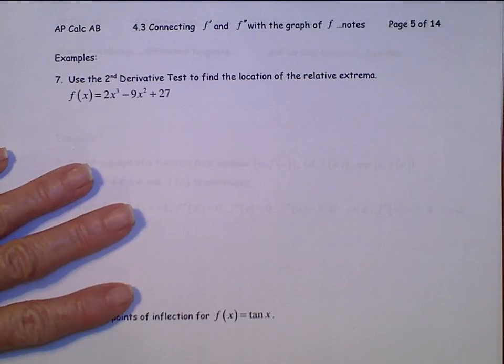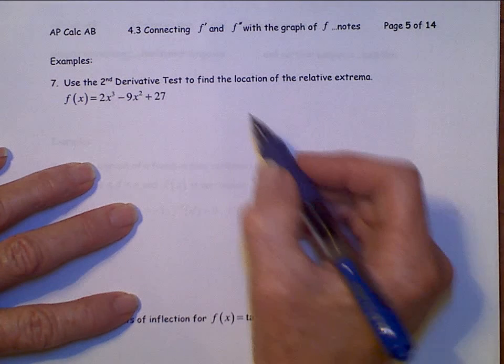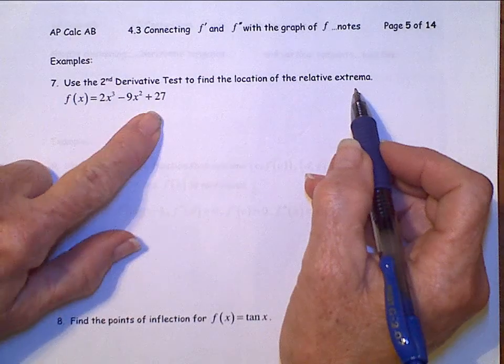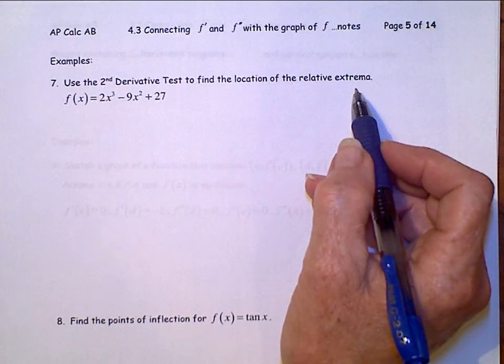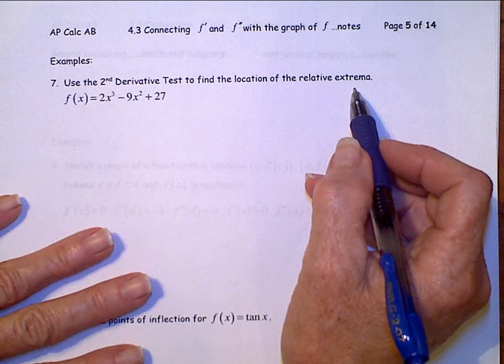AB Calculus, section 4.3, page 5. We're going to use the second derivative test to find the location of the relative extrema. The second derivative test uses the second derivative to figure out about maxes and mins.